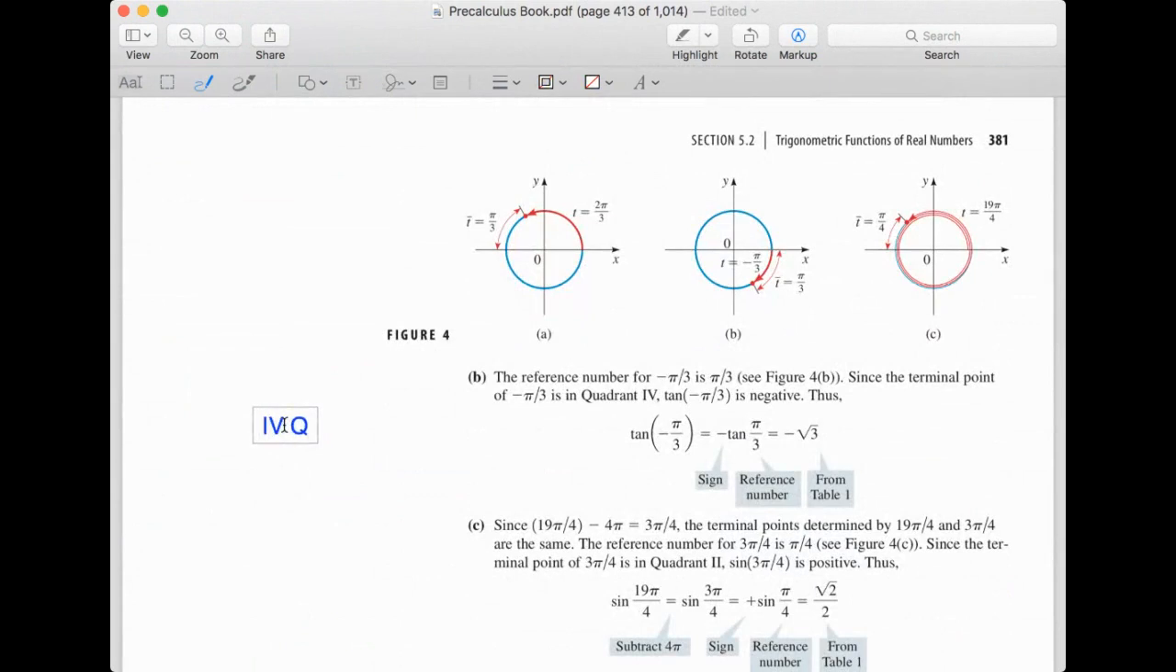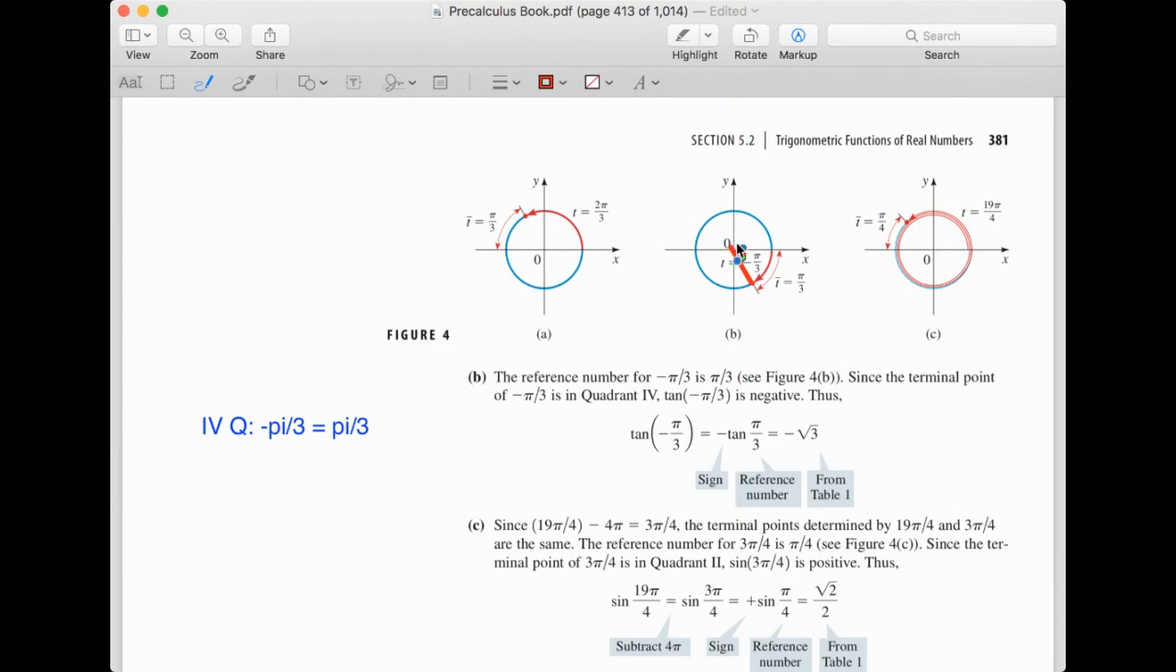Fourth quadrant, negative pi over 3. Since that's negative, for this one we just do pi over 3, okay? Because in the fourth quadrant you see here, it's a negative measure. So if it's a negative measure, it happens in the fourth quadrant, and its reference angle is just the positive of the angle, right?